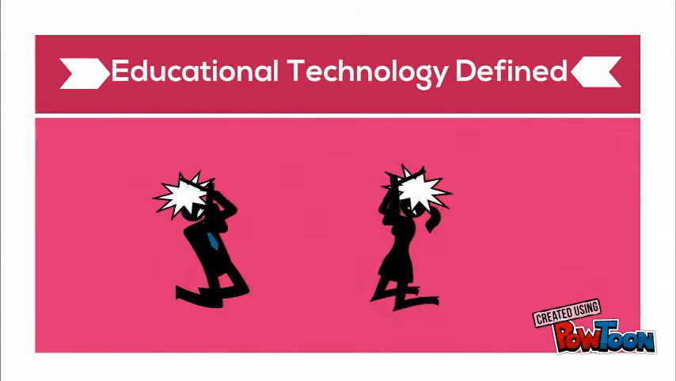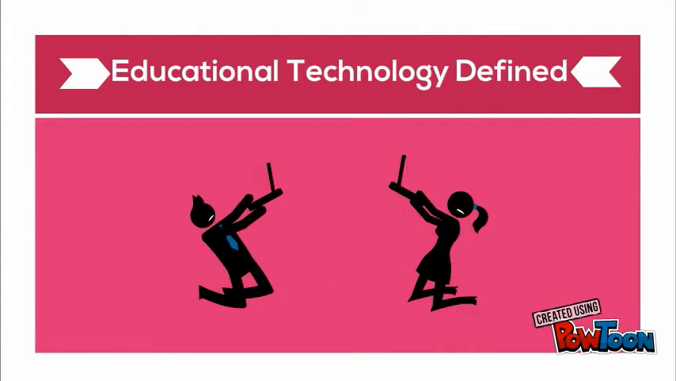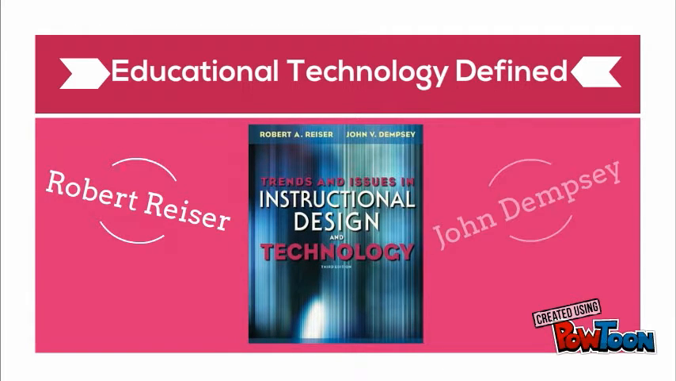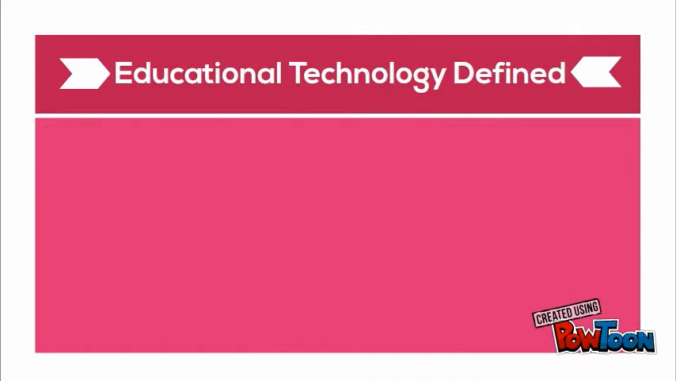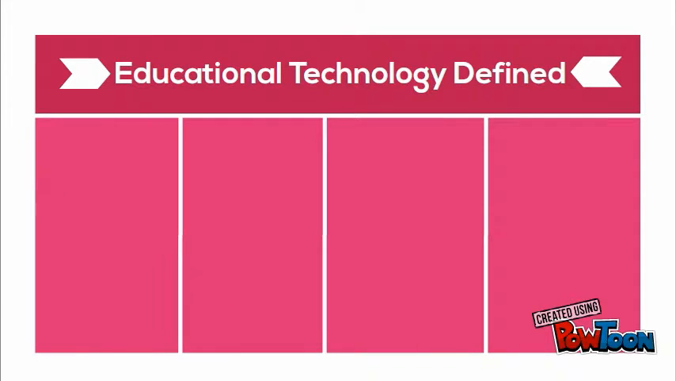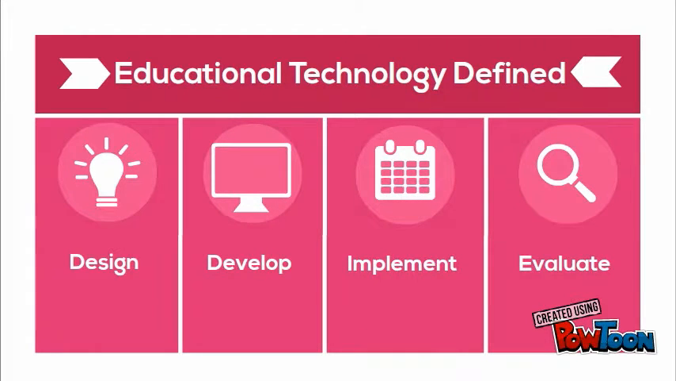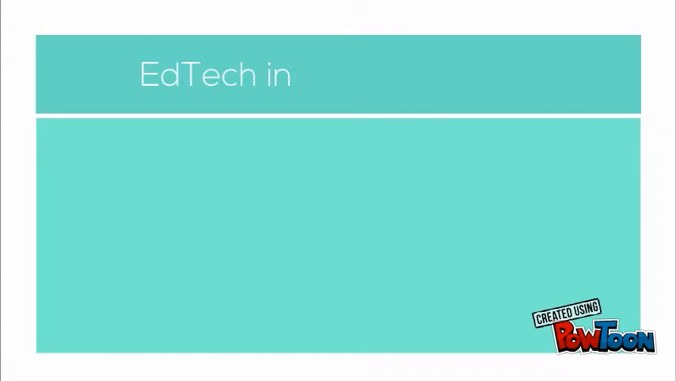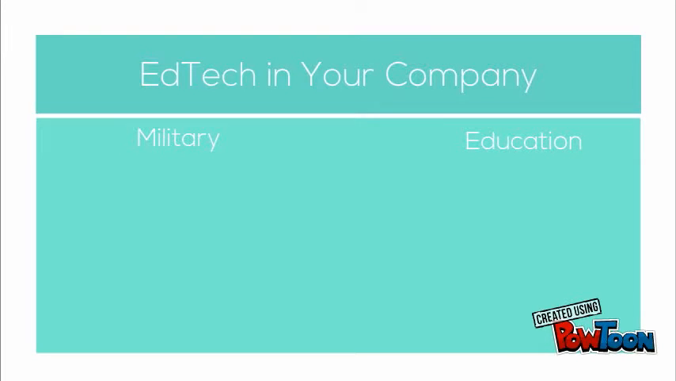There are still some discrepancies about the definition of educational technology, but we will refer to the description provided by two notable authors, Robert Regier and John Dempsey. Educational technology encompasses the analysis of learning and performance problems, the design, development, implementation, evaluation, and management of instructional and non-instructional processes and resources intended to improve learning and performance in a variety of settings, particularly educational institutions and the workplace.